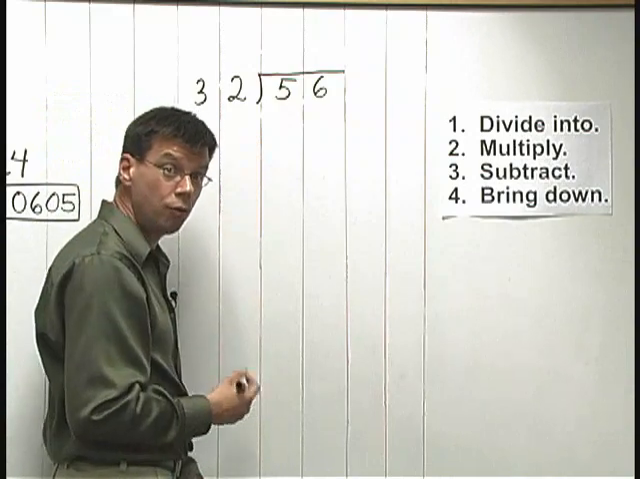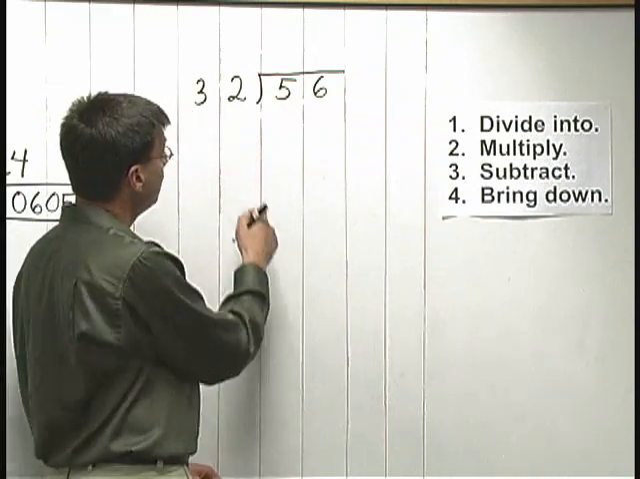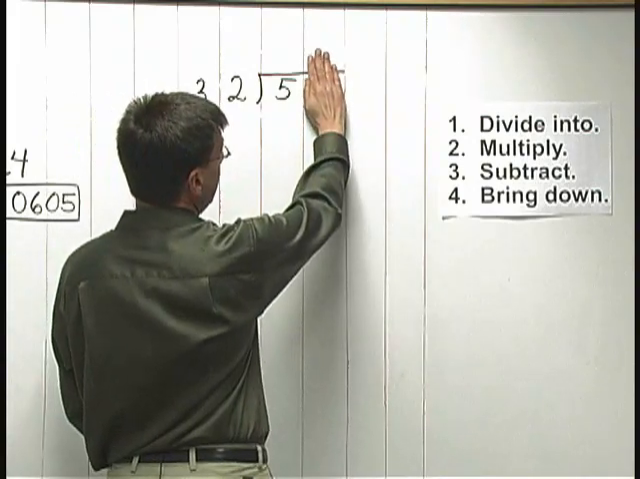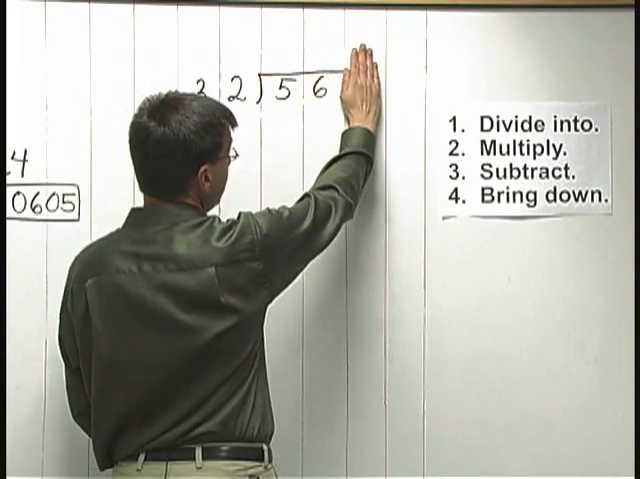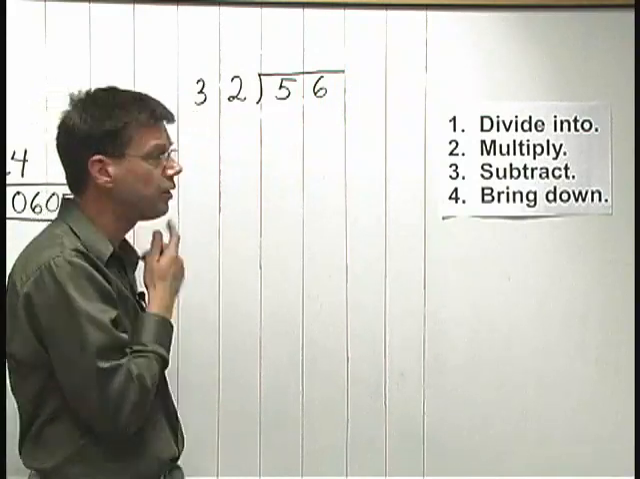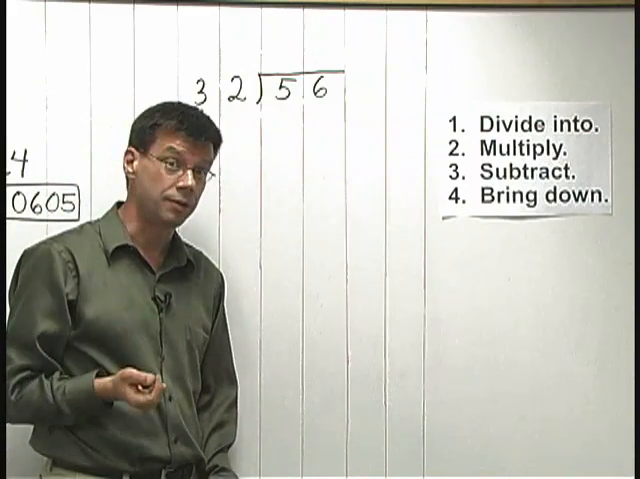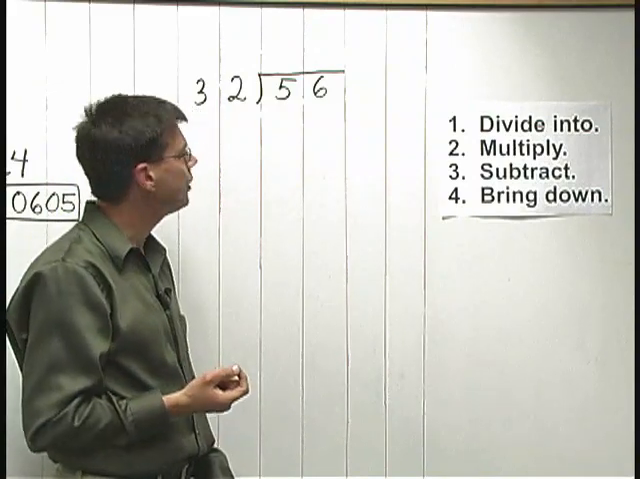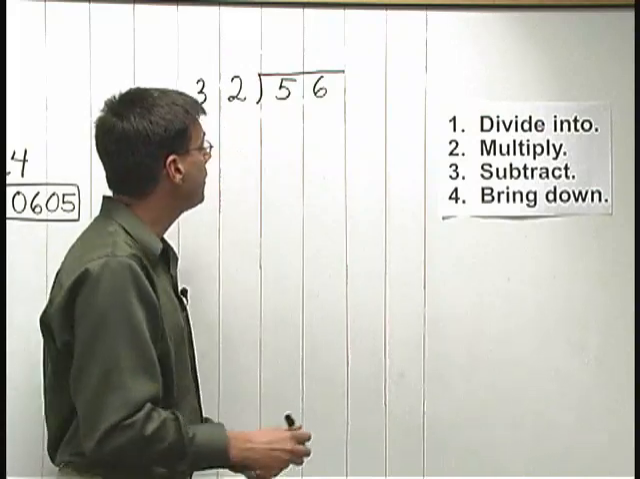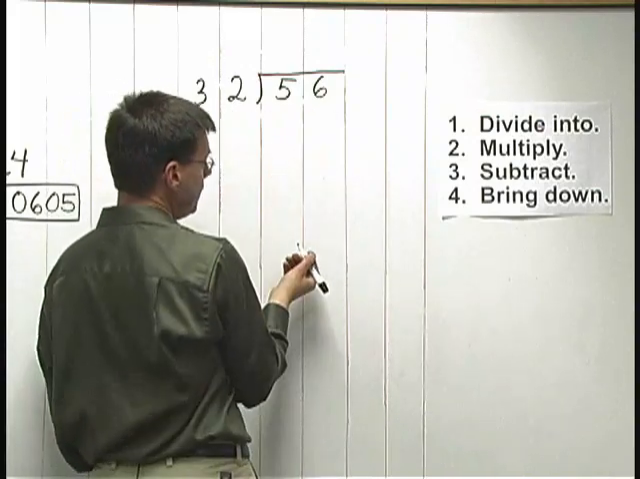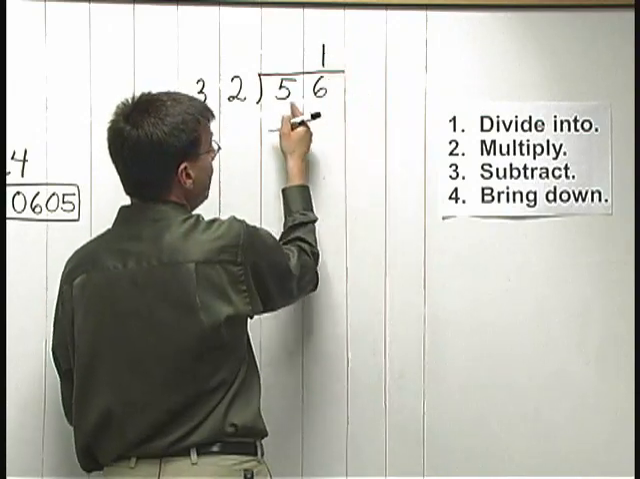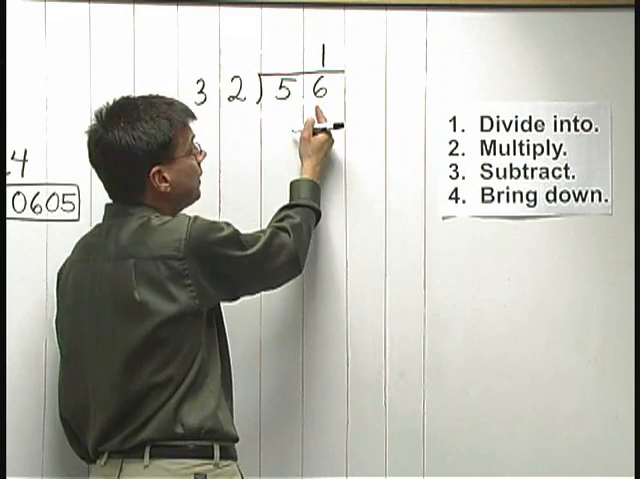So let's go ahead and begin the process here. I'm going to begin working with the whole numbers here because the 32 out in front, while it doesn't go into 5 by itself, it does go into 56. Now, how many times does 32 go into 56? It goes at least once. 2 times 32 is 64. That's too big. So I know 32 goes into 56 one time. And I write the 1 above the 6 in the 56.